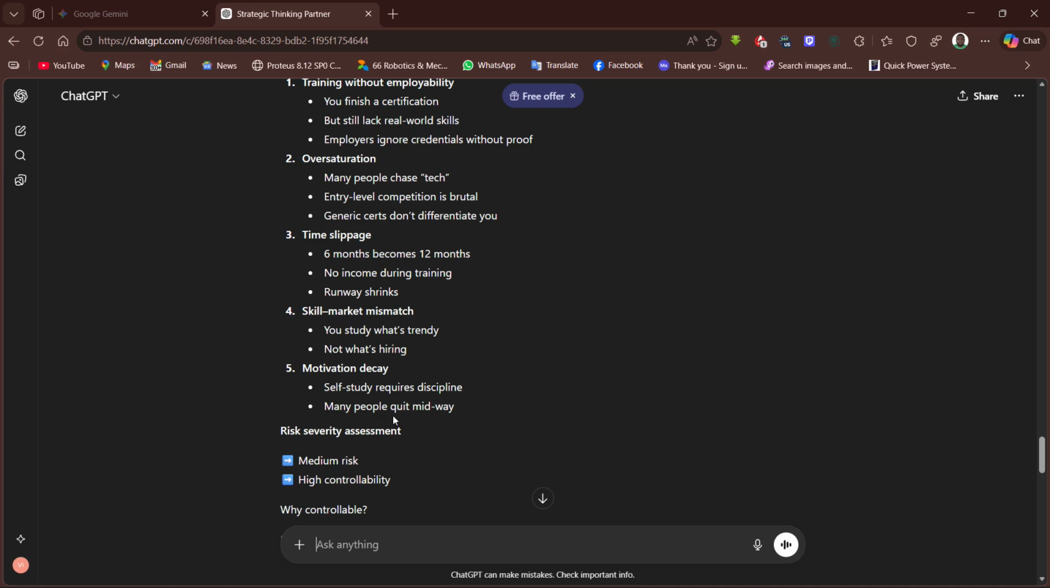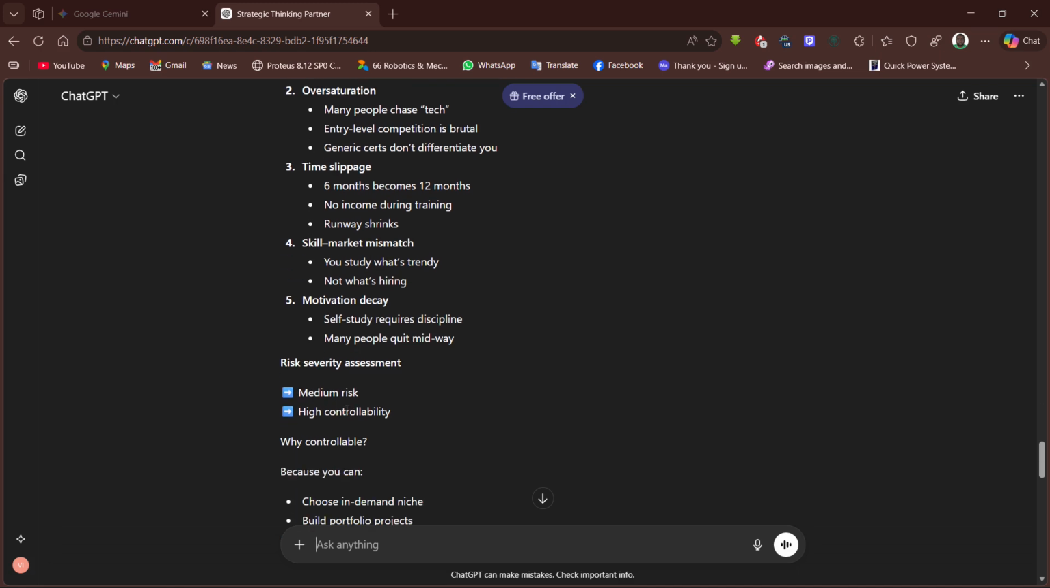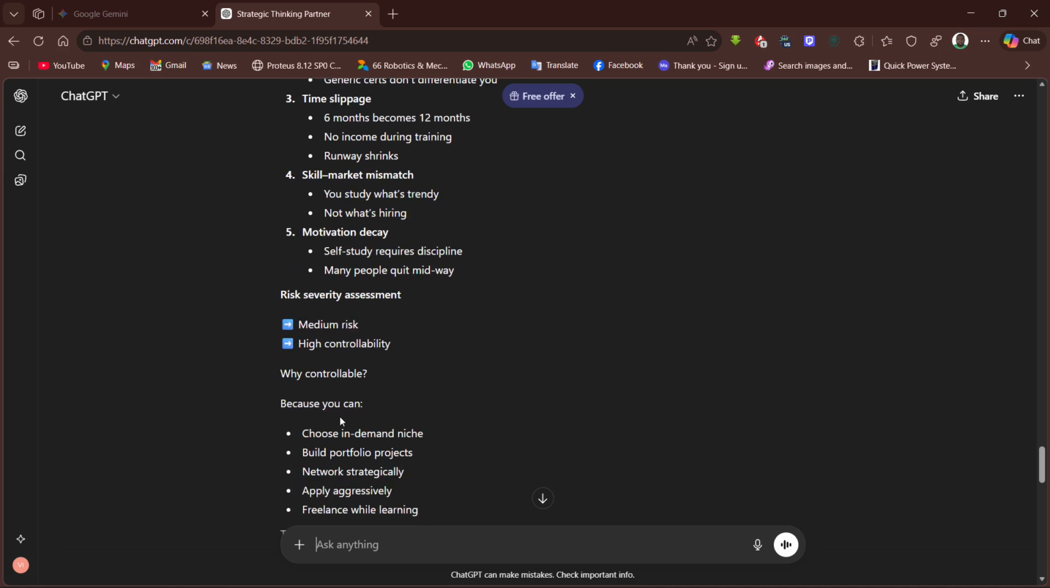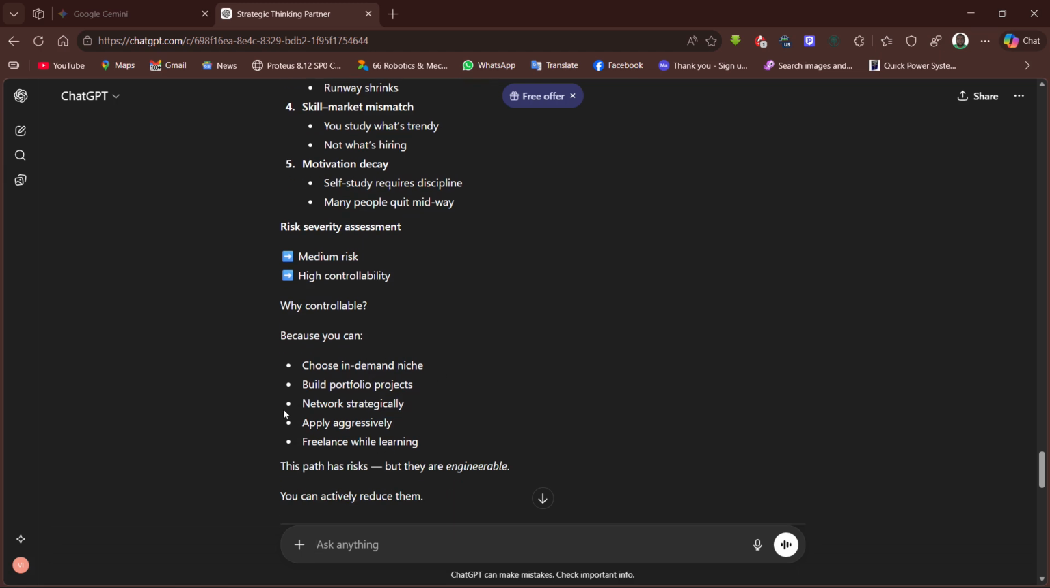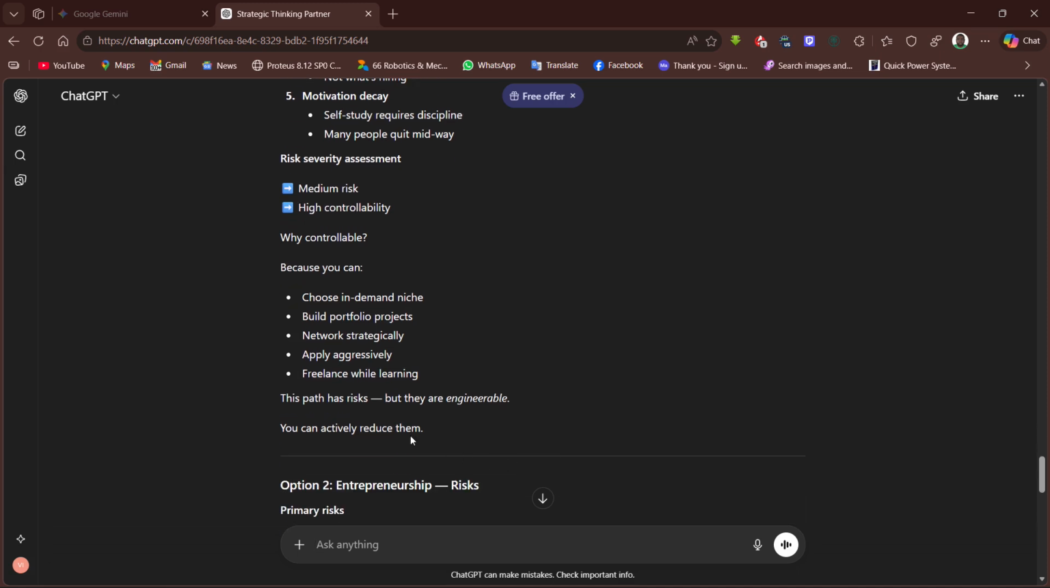Risk severity assessment: medium risk, high controllability. Why controllable? Because you can choose an in-demand niche, build portfolio projects, network strategically, apply aggressively, and freelance while learning. So this path has risk, but the risks are engineerable. You can actively reduce them. This is basically helping you uncover the risks associated with that particular decision.